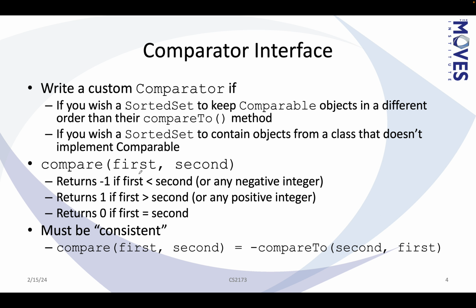And it needs to be consistent, just as, remember, equals had to be consistent, so if A equals B, then B must equal A. And likewise with compare_to, if A compared to B is 1, then B compared to A must be -1. Similarly, if I compare the first to the second, it should be the negative of comparing the second to the first. Why? Because if the first is less than the second, it'll be negative, but that means the second must be greater than the first, and vice versa.